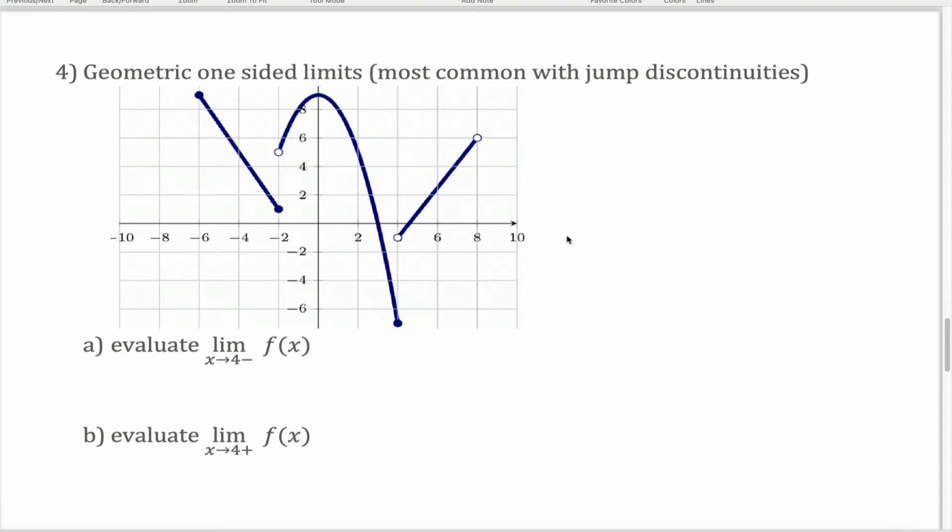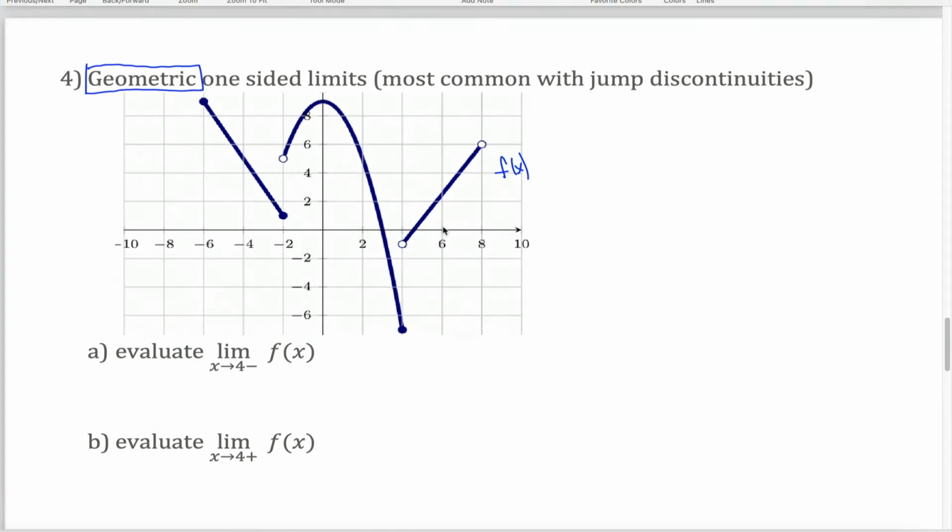A quick caveat here. For the purposes of our class, one-sided limits are only going to be an issue when we're looking at limits geometrically, when we're given the graph of a function. So here's a perfectly good graph of a function. Again, maybe I'll call it f of x. And let's look at what's going on.